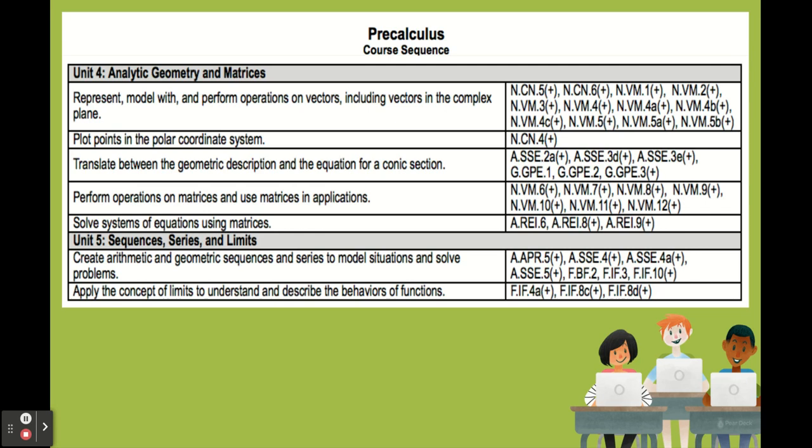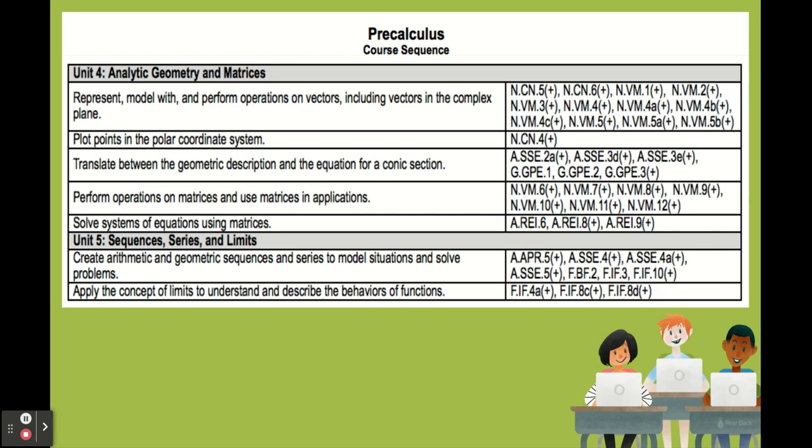So it says plot points in a polar coordinate system. You understand how to do that. Represent, model, and perform operations on vectors, including vectors in a complex plane. Once you understand the foundation of how to do matrix multiplication, how to deal with matrices, then you'll be able to understand this part. And again, this is setting you up for calculus. It might not be that detailed in class, however, you will need to know what a matrix is, know what matrices are, and so forth.